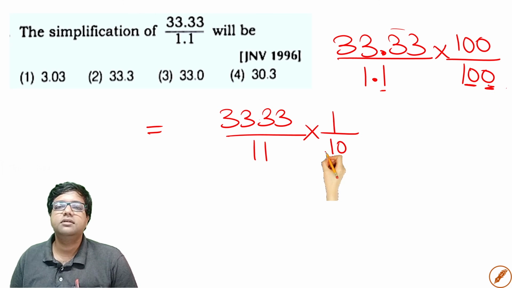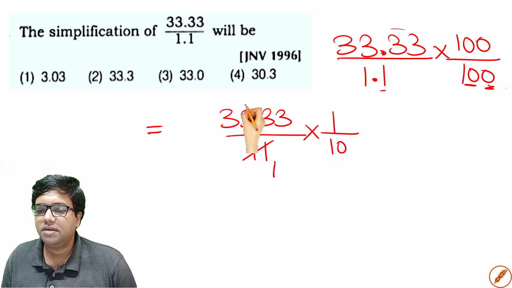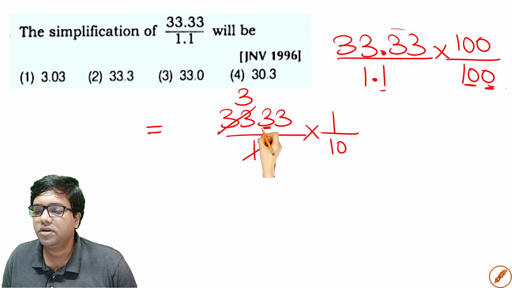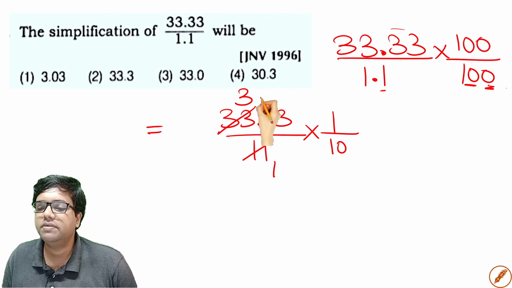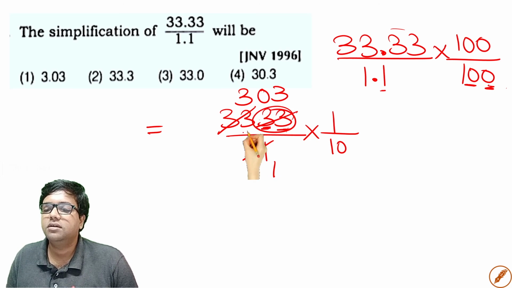So I will write it. I will not forget it. So let's do the division. 11 ones are 11, 11 threes are 33. There is one more digit which is not divisible by 11. So I will take one more 0 and I will go to the next digit. 11 threes are 33. This also goes away.